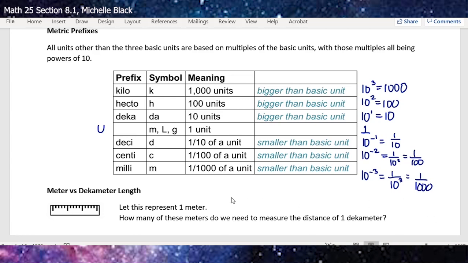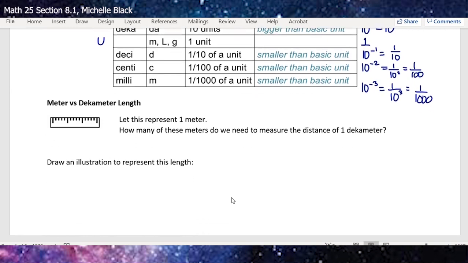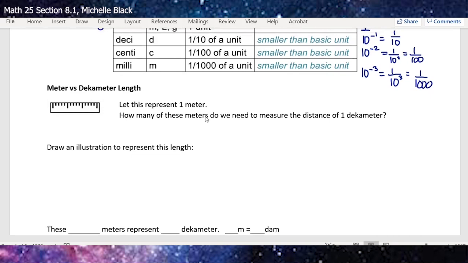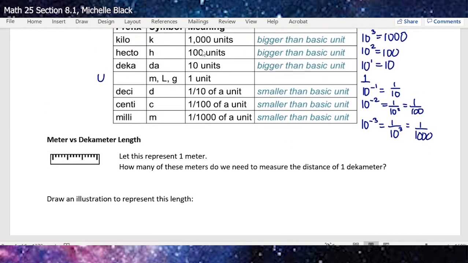So a meter versus a decameter, let's just look at some lengths. Let's pretend that this length here, this little ruler, is a meter. How many of these meters would we need to measure the distance of a decameter? Well, up here we see that we would need 10 meters. So we would need 10 of them.